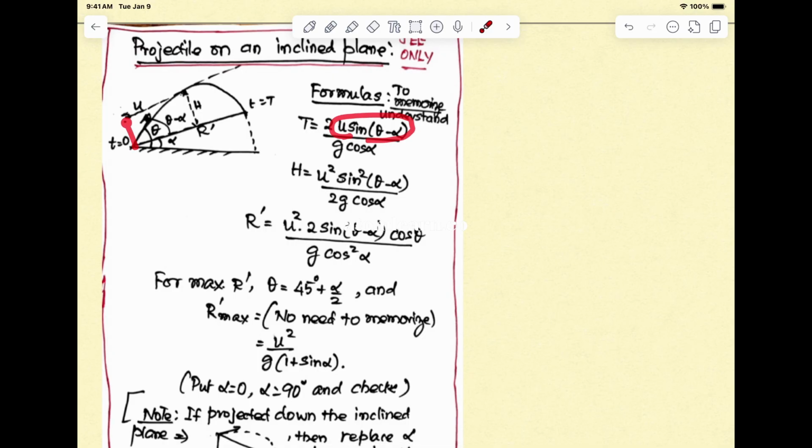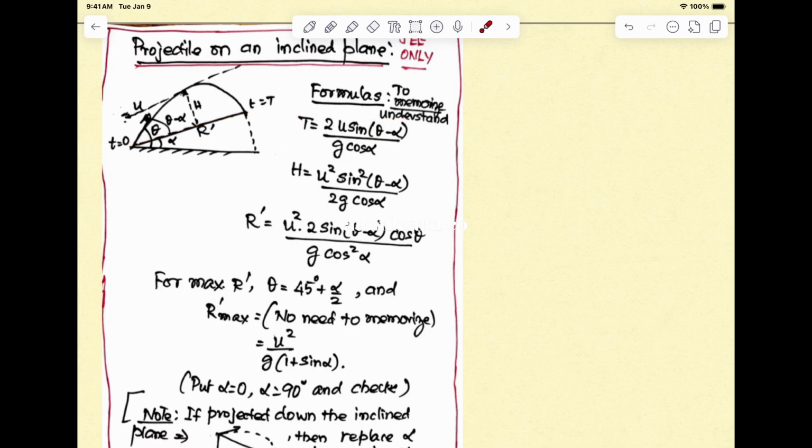Now, what is the time taken for this to become 0? That is when it is at the maximum height over the inclined plane, where it becomes 0, which is nothing but u sine theta minus alpha divided by the component of g pulling it down, which is g cos alpha. This much is half the time of flight to reach the maximum point. Then another half time to reach the inclined plane surface again. Therefore, it is twice of this. This is the formula for the time of flight over the inclined plane.